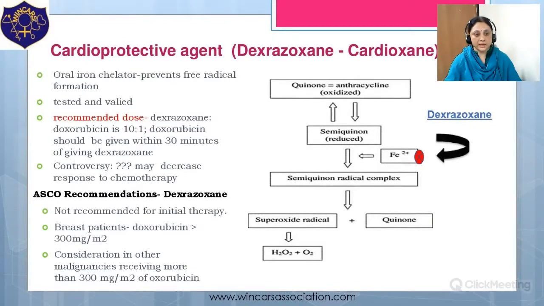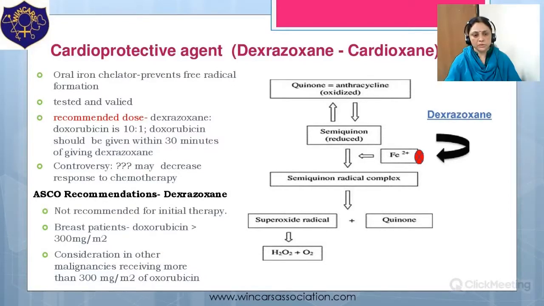A word about the cardioprotective agent, that is dexrazoxane, or Cardioxane. This is an iron chelator which can be administered orally. It prevents free radical formation. It is tested, proved and valued as a protective agent to reduce the cardiotoxicity of doxorubicin. The recommended dose ratio is 10:1, wherein doxorubicin should be given within 30 minutes of giving dexrazoxane.